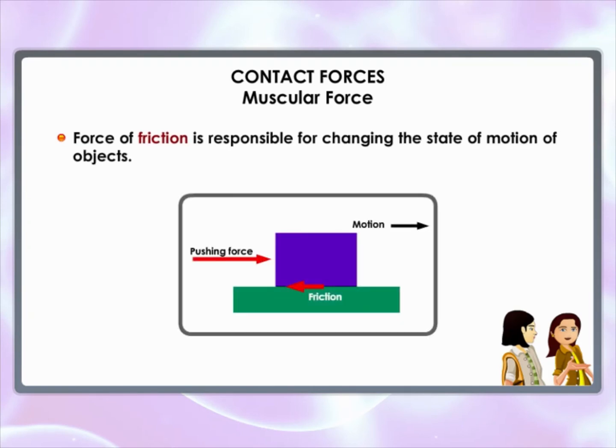The force responsible for changing the state of motion of objects in all these examples is the force of friction. It is the force of friction between the surface of the ball and the ground that brings the moving ball to rest. Similarly, friction between water and the boat brings it to a stop once you stop rowing. The force of friction always acts on all the moving objects, and its direction is always opposite to the direction of motion.